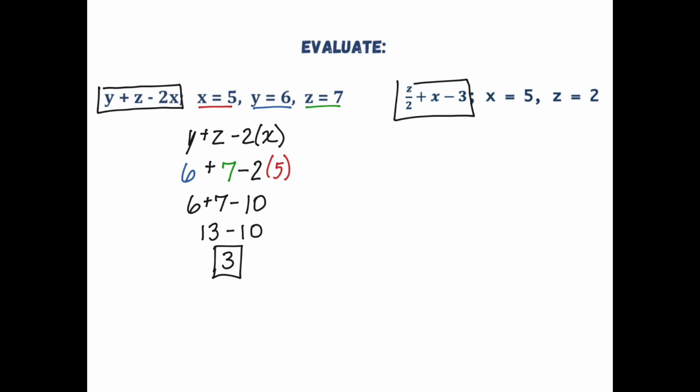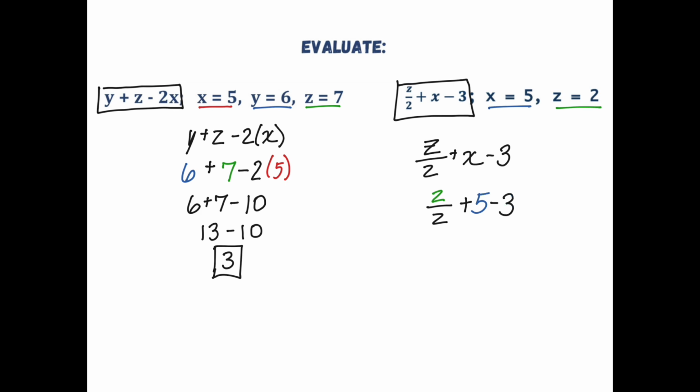Now in the next problem, we have our expression, and they've told us that x equals 5 and z equals 2. So I'm going to rewrite my expression, and I notice the first part is z over 2. So I want to remember that that's really z divided by 2. So z equals 2, that means I'm going to replace the letter with the number 2. So now my expression is 2 over 2 plus, I'm going to replace x with 5, so plus 5 minus 3.